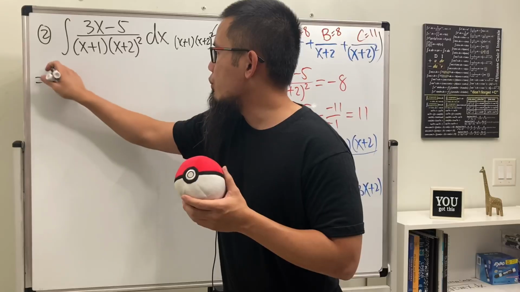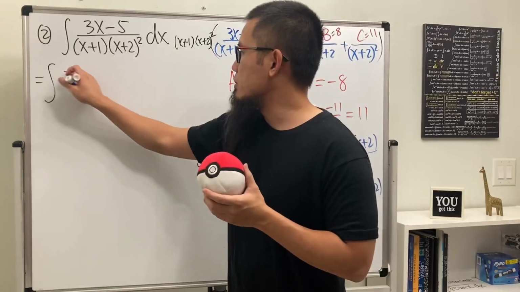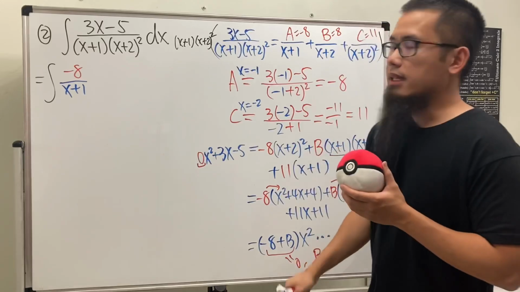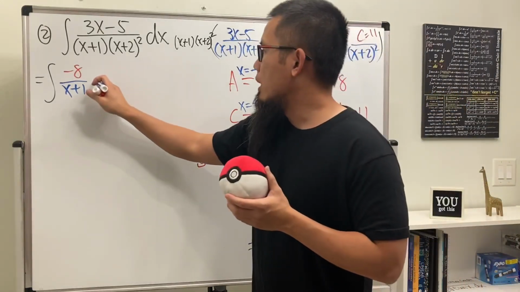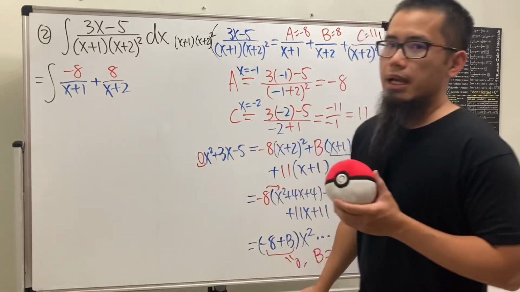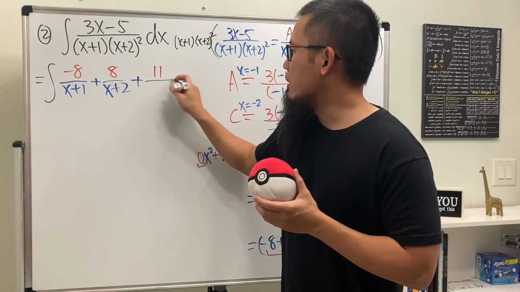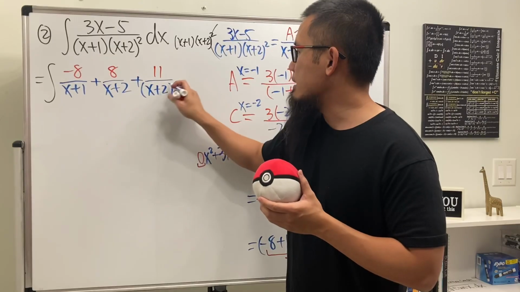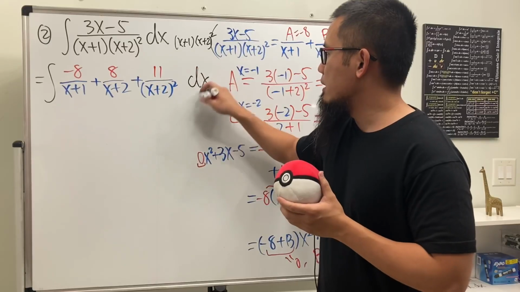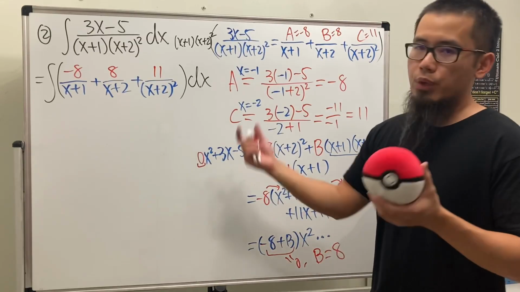We have the integral right here, and the first one is -8 over that. So let me just write that down: -8 over x plus 1. Next, we have +8 over that, so plus 8 over x plus 2. And lastly, we have 11 over that, so plus 11 over x plus 2, but to the second power. And then right here, we'll just close the integral with the dx. And again, let me just put down parentheses to make people happier. But yeah, we're ready to integrate.